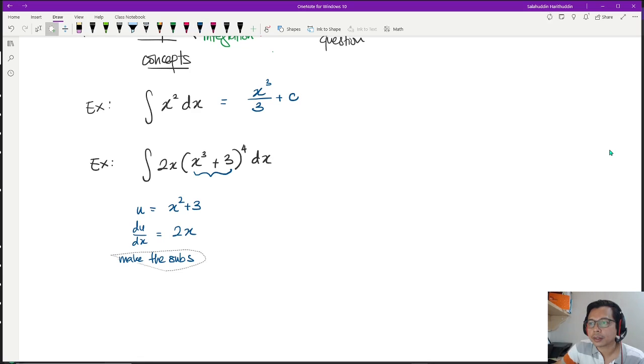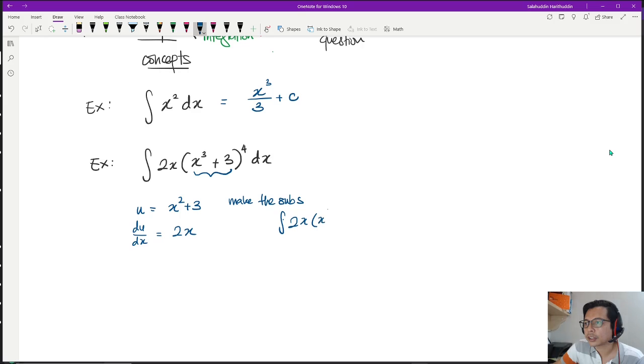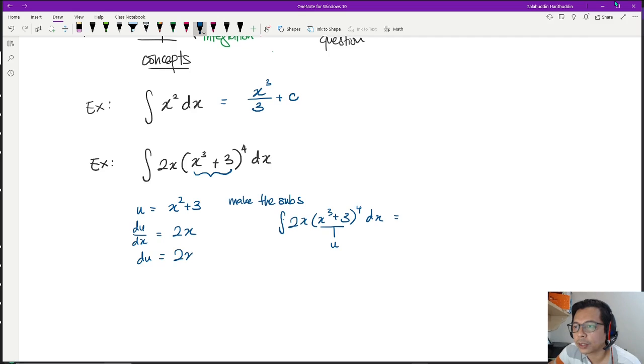Let me do it here. When you make the substitution, you will see that it is 2x times (x squared plus 3) to the power 4 dx. You can replace the inside one here with u, so this will become u, and du becomes 2x dx. So we can replace this too with du, and the whole thing becomes u to the power of 4 du. Can you see that?